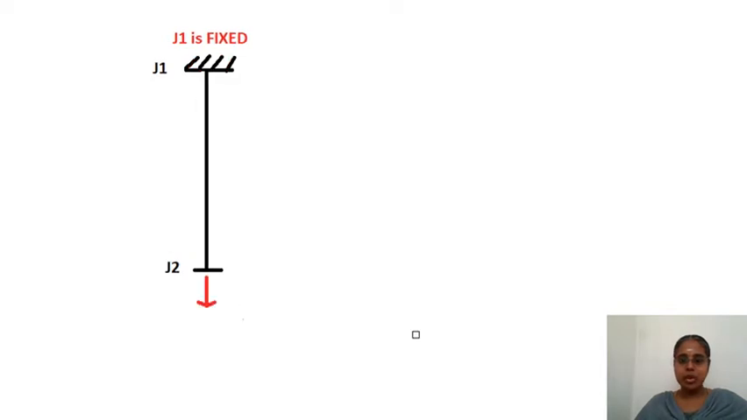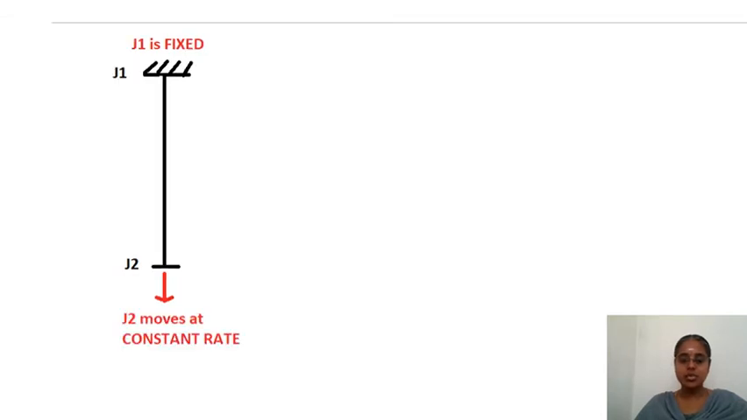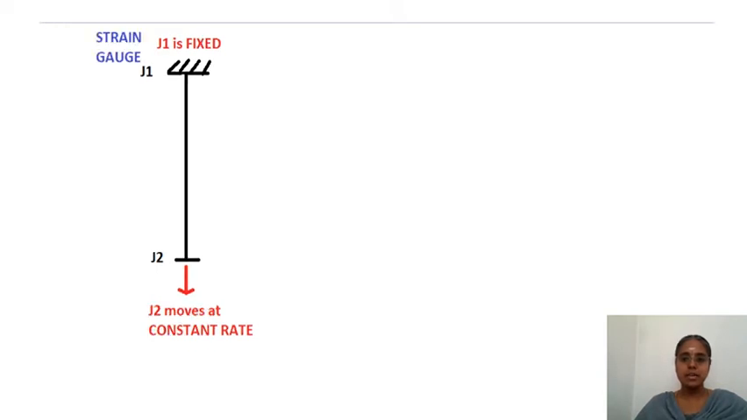So now you are applying load in J2. You are extending J2. You are moving J2 at a constant rate. You are not applying load. You are moving. Here extension causes loading. So there is a fixed jaw in this. You may have a strain gauge which is fixed here.